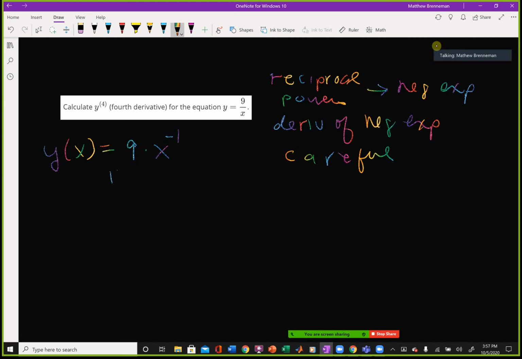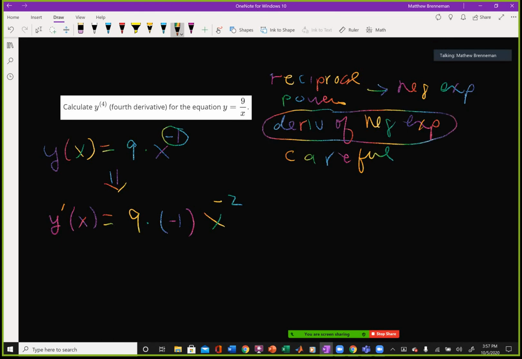And so now we take the first derivative. And of course that's going to bring down the negative 1, right? So I'll have 9 times negative 1. And then I'm going to reduce the exponent by 1. And you'll be surprised at the number of people. So I just said it tests whether you know how to take the derivative of negative exponents. You'll be surprised at the number of students who want to add 1. Okay, and that's part of what they're testing, right? So now I'll get minus 9 times x to the minus 2.